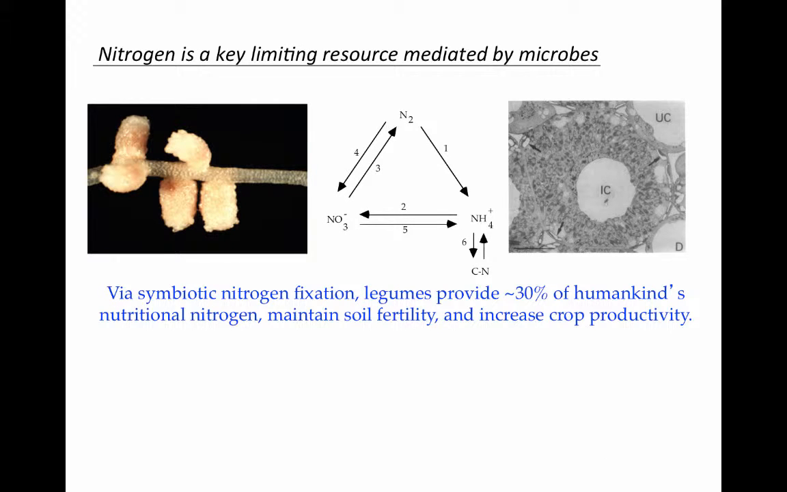So I'm going to focus on nitrogen, which is a key limiting resource. About 30% of the nitrogen in our diet comes from legumes. Some of us may eat a large portion of legumes in our diet, but even without them, they're important as food for livestock or other animals because they're rich in protein, consequently nitrogen. And the reason that they're rich in nitrogen is that legumes associate with rhizobial bacteria.